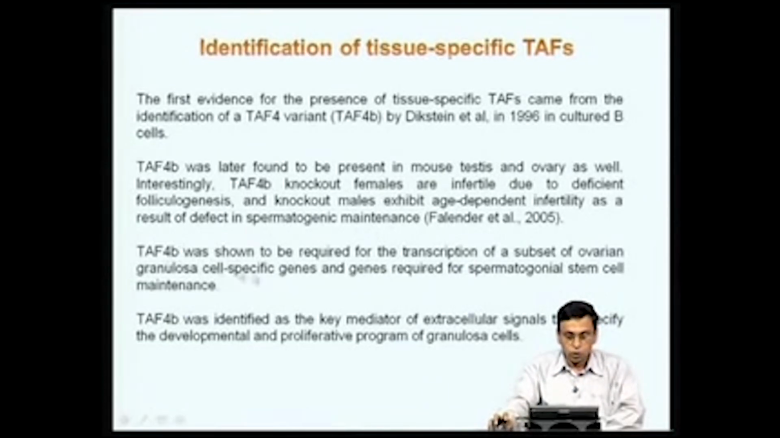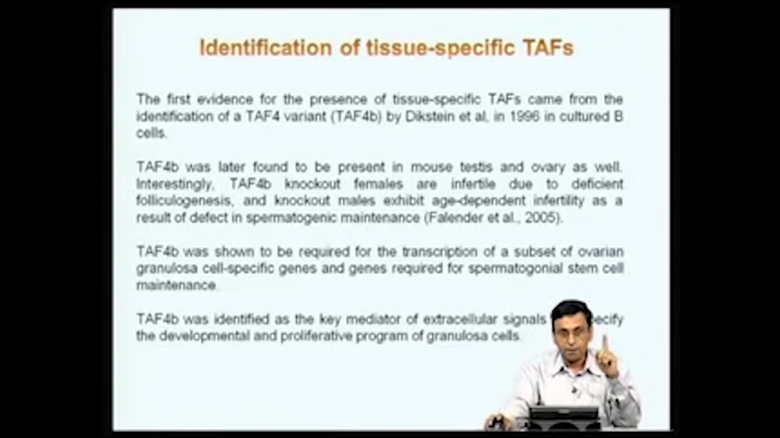So, TAF4B was shown to be required for the transcription of a subset of ovarian granulosa specific genes as well as genes required for spermatogonial stem cell maintenance. So, you can see these particular TAFs, which are expressed only in certain gonadal tissues, seem to be involved in the regulation of a subset of genes in these gonadal tissues. So, they are not general, they do not have a general function, they are not involved in general initiation of transcription of all the genes, they seem to be involved in the activation of a specific subset of genes. So, TAF4B was identified as a key modulator of extracellular signals that specify developmental and proliferative program of granulosa cells in the ovary.